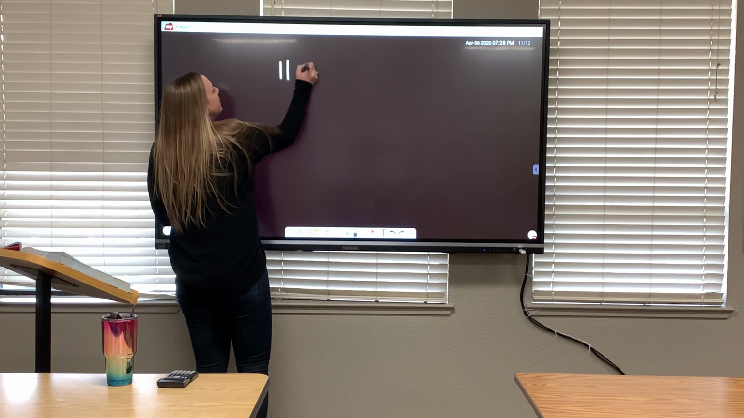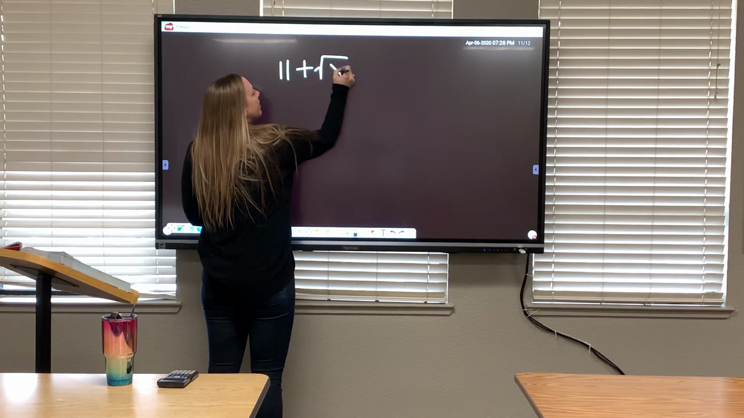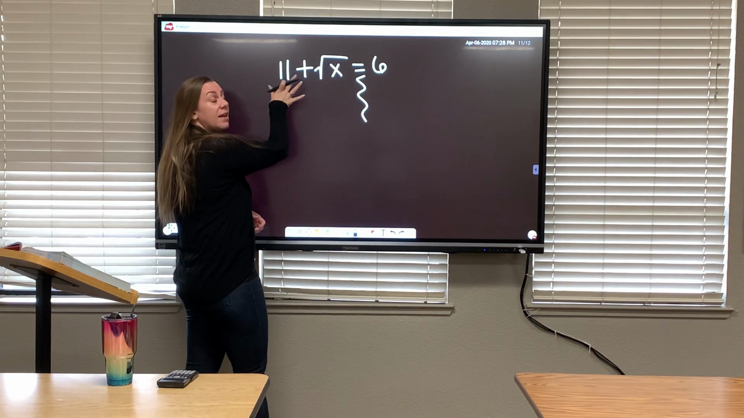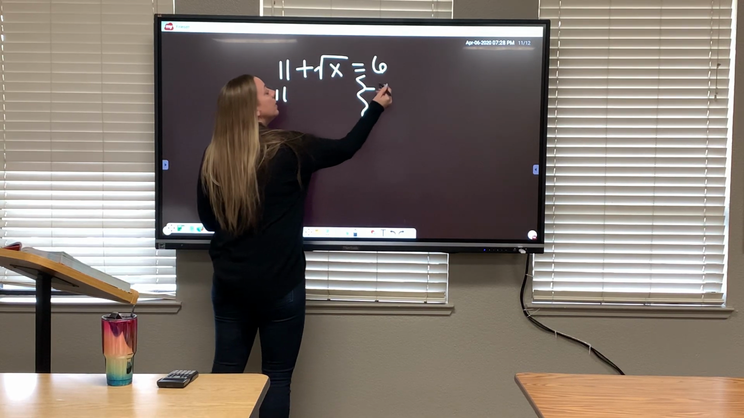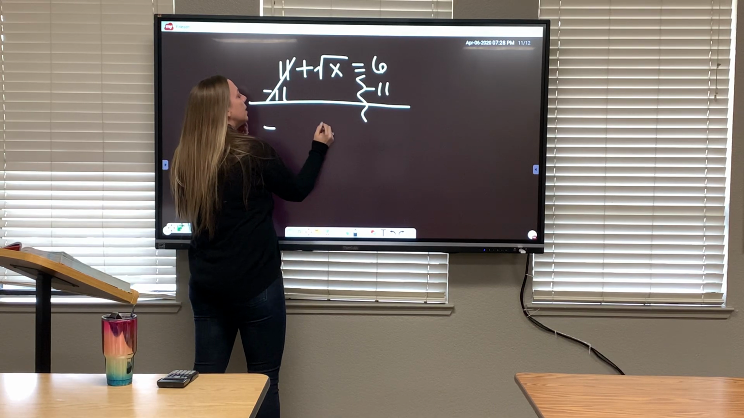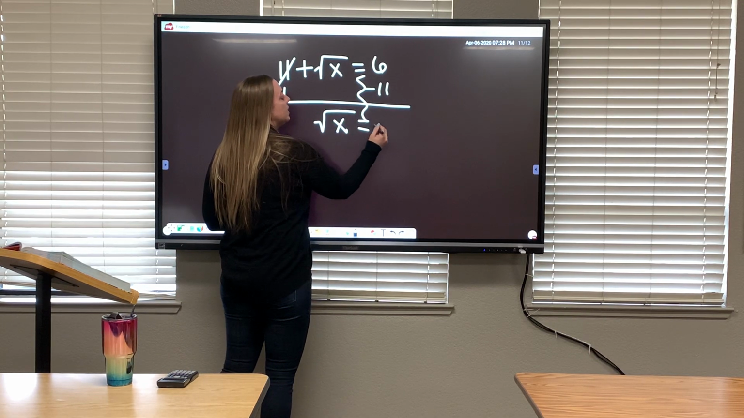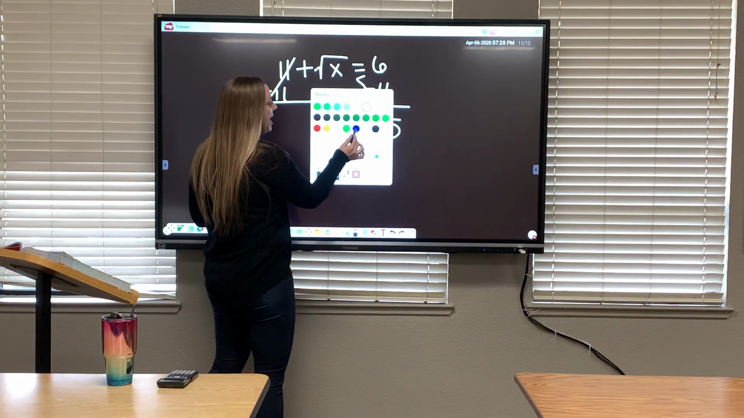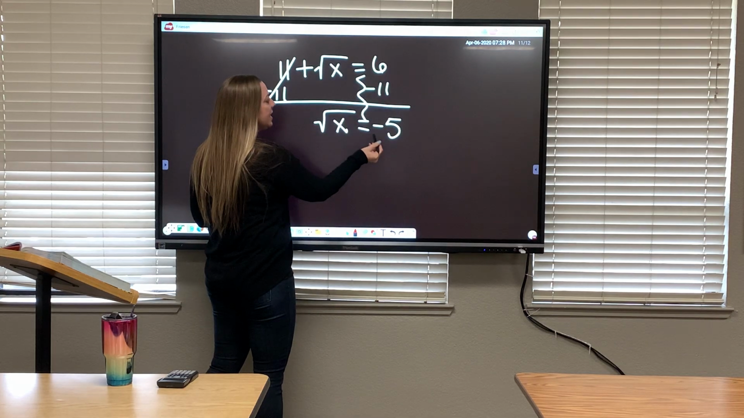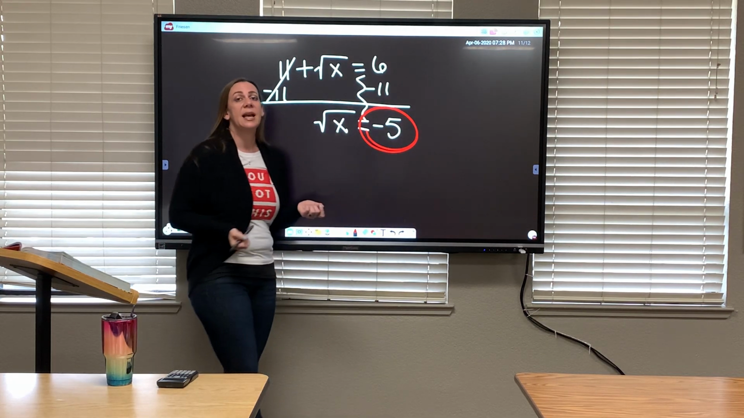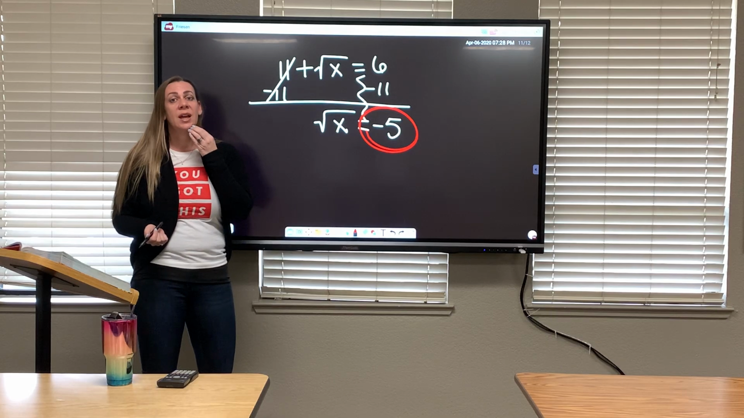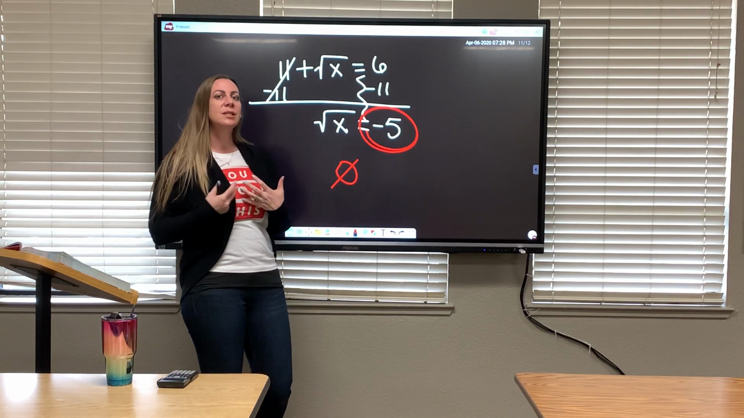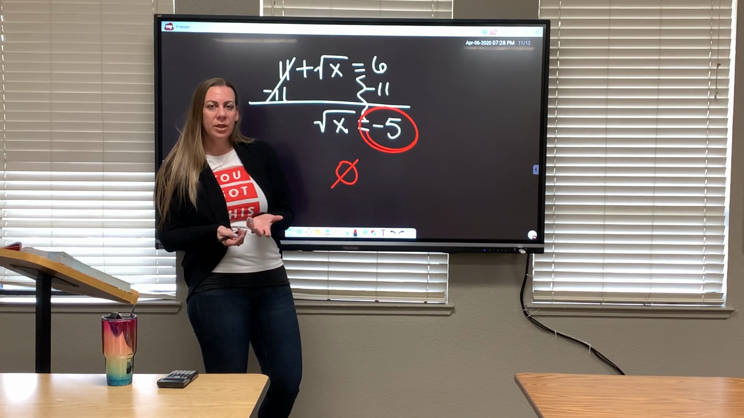Let's say I have 11 plus the square root of x equals 6. Now, I need to get this 11 away from that square root. So I have the square root of x equals negative 5. Now, at this point, look at this. Anytime I have something that equals a negative like that, when I have the radical symbol, there's no solution. We can't get a negative because it's going to ask us for simply the negative answer. It doesn't work that way.